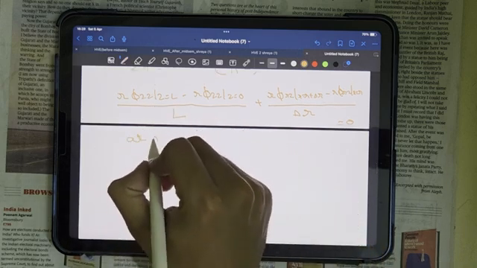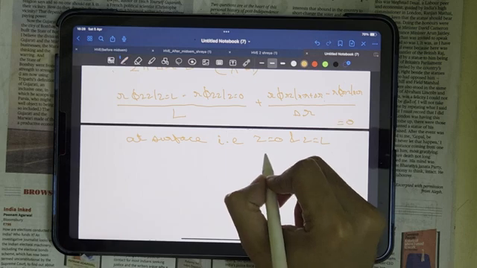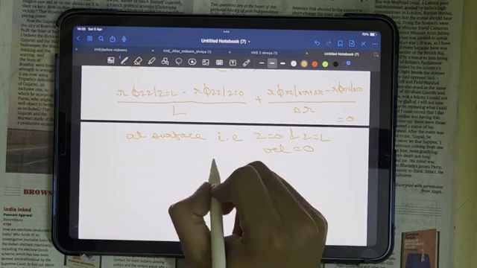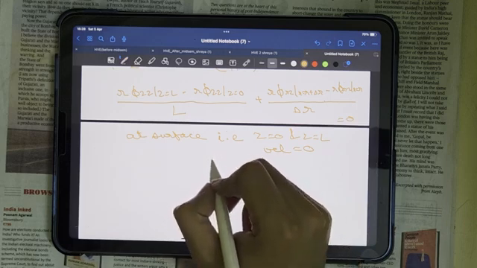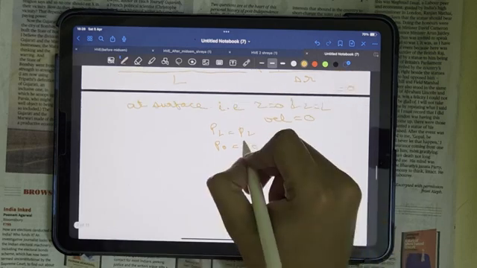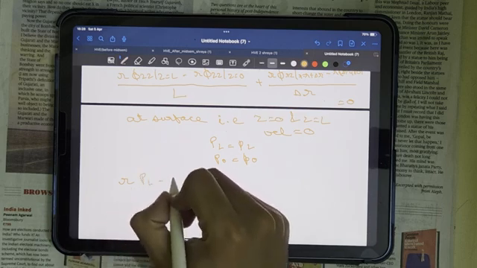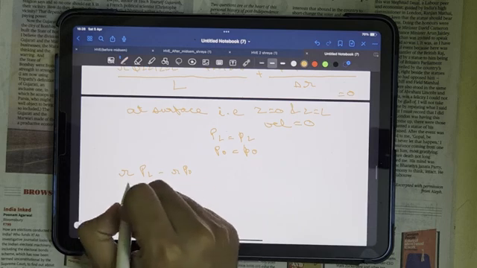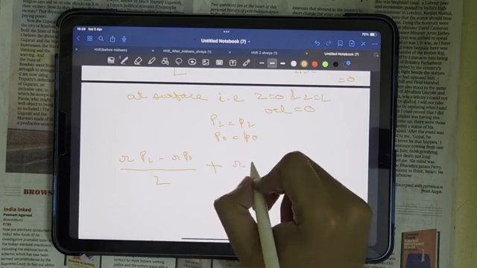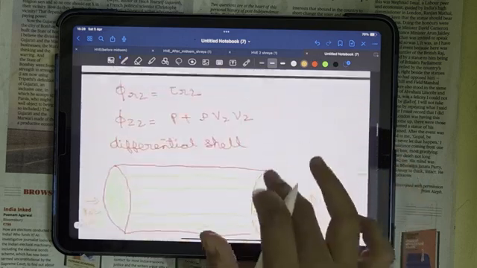Now we know at the surface, that is z equal to 0 and z equal to L, our velocity is 0, and also the pressure will be modified pressure. So basically when I write capital PL, it will be equal to small pl, and capital P0 will be equal to small p0. So we can write this: this is r PL minus r P0, plus phi rz will become tau rz from here.